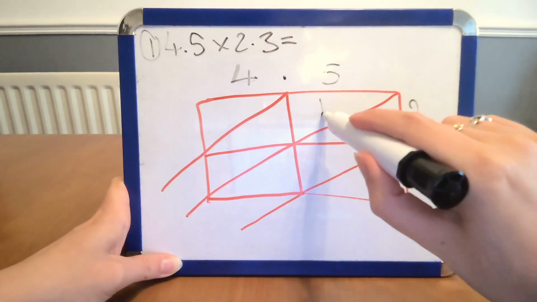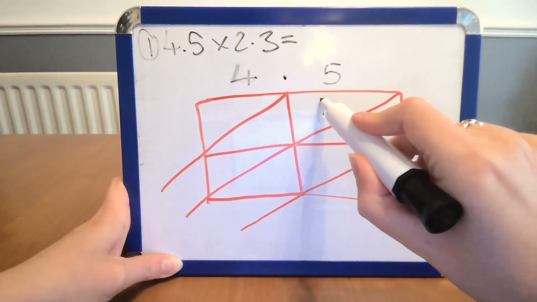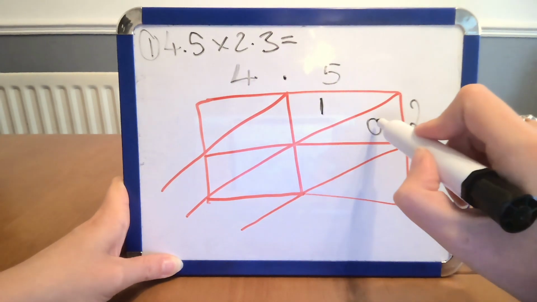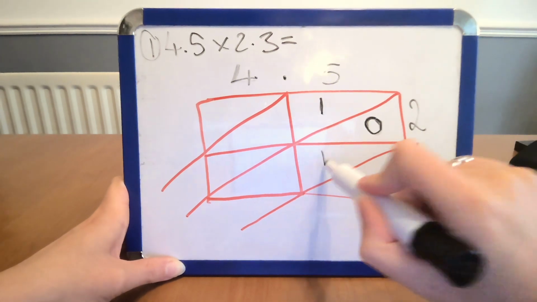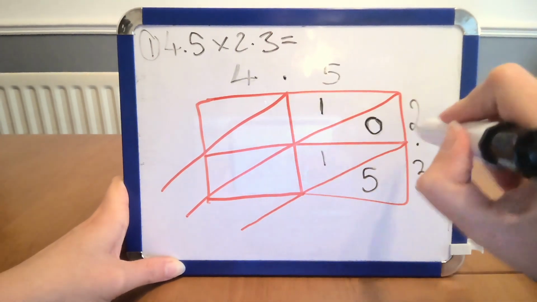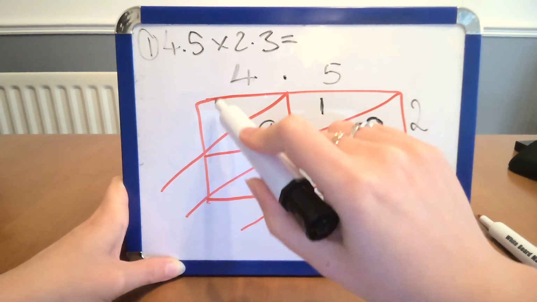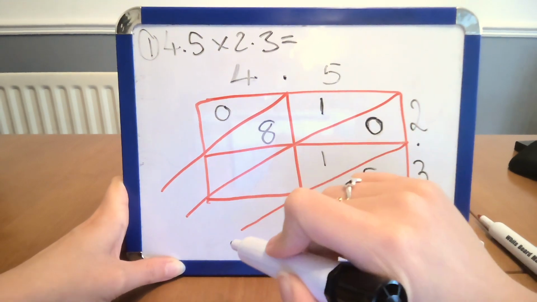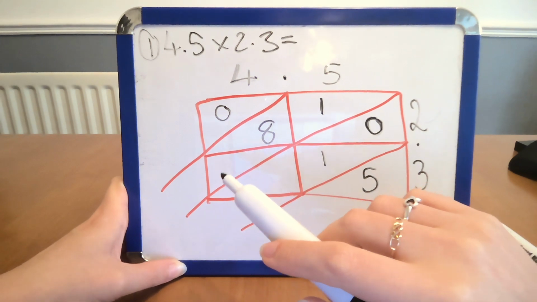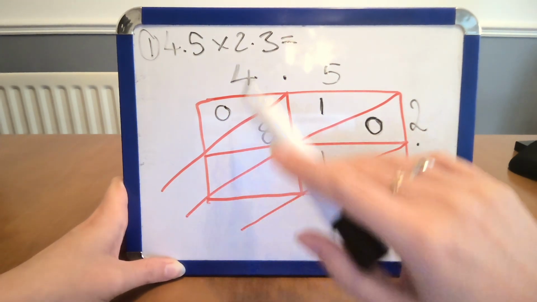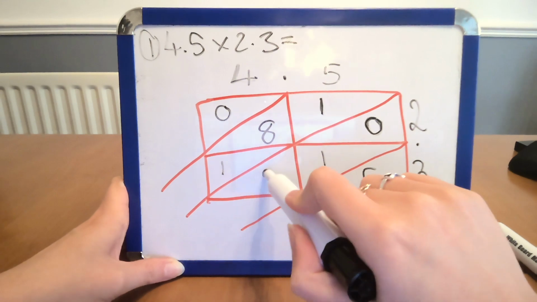5 times 2 is 10. And we put our tens in the top and our units in the bottom. 5 times 3 is 15. 4 times 2 is 8. Now some people will leave that blank. I like to put a 0 in there because I don't have any tens and I just represent that by putting a 0. It is entirely up to you. 4 times 3 is 12.